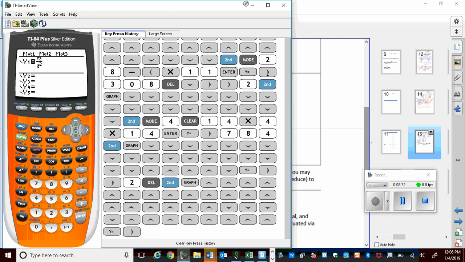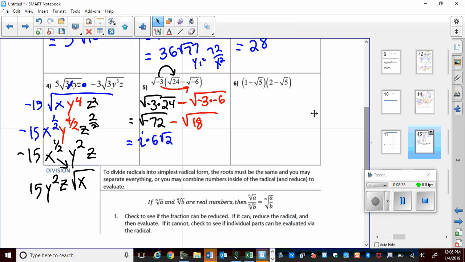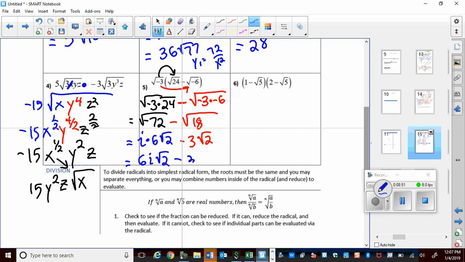It's not a complex number, that 18. Divided by x squared, second graph, and it's 3 square root of 2. So minus 3 square root of 2. So I'm going to rewrite things here. Put the number first. Have 6i square root of 2 minus 3 square root of 2.